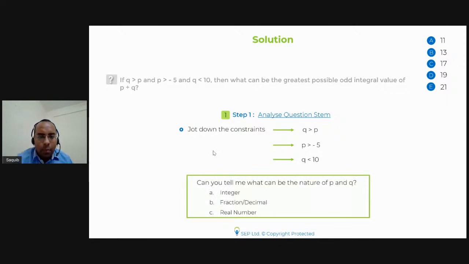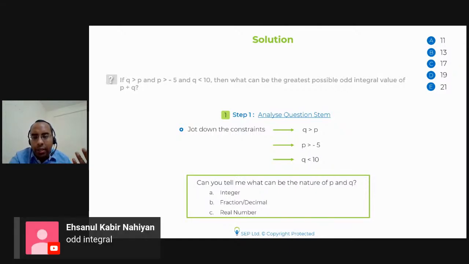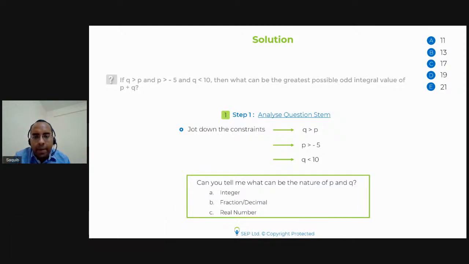Now, with this information given, can you tell me, those of you who have answered, what will be the answer of this question? What can you tell me about the nature of P and Q? Is it an integer? Is it a fraction decimal? Or is it a real number? What kind of a number is P and Q? Anyone? Odd integral is not in the option. I'm talking about the nature of P and Q. Are they integers, or are they real numbers?